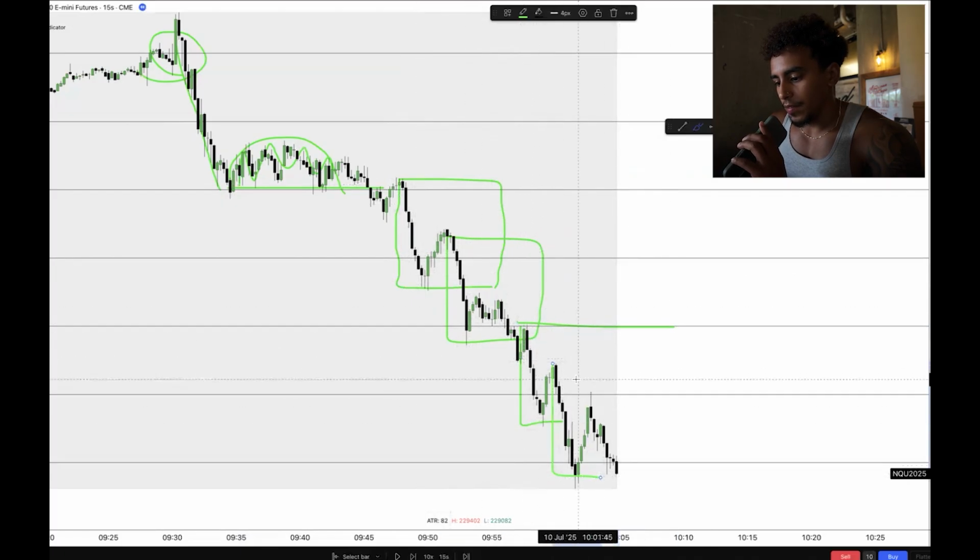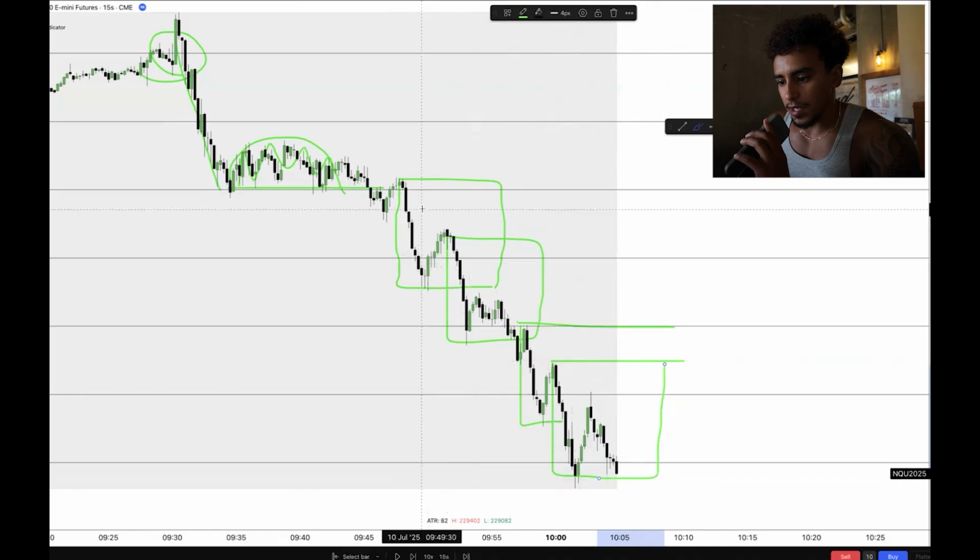So none of these boxes actually broke the highs, like their own highs. Each box has their own imbalances in there. Here's imbalance 1, imbalance 2. In this box, we have imbalance 1 and imbalance 2. In this box, we have imbalance 1 and imbalance 2. So all we're doing is trading box for box.